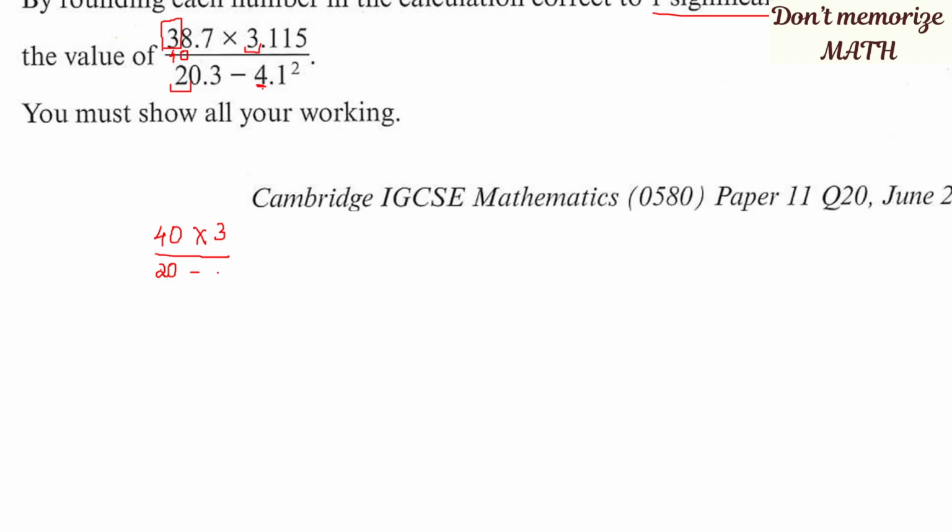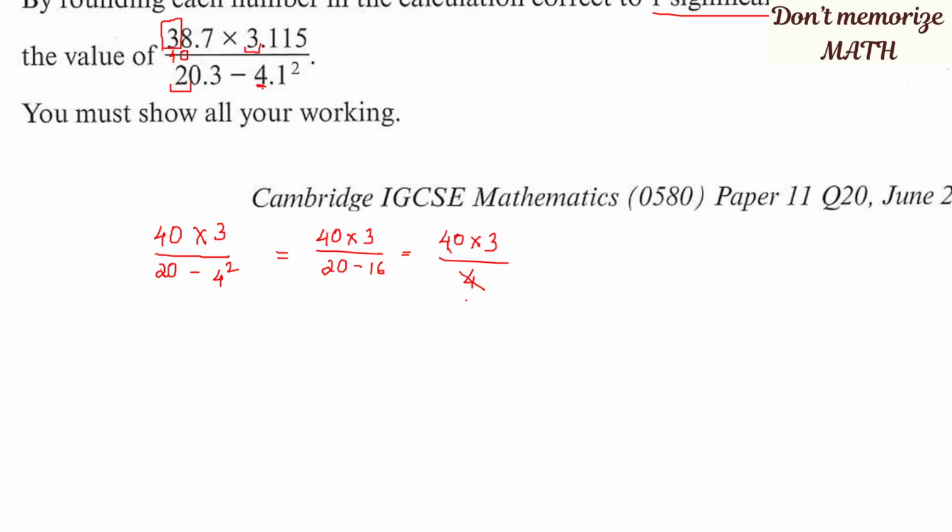So 4 squared. If it is a calculator paper, you can just use the calculator and write the answer. Otherwise, what you can do is 40 times 3 divided by 20 minus 4 squared, which is 16. 4 squared means 4 times 4, that is 16, right? So 40 times 3 divided by 20 minus 16 is 4. Okay, 40 divided by 4. What is 40 divided by 4?